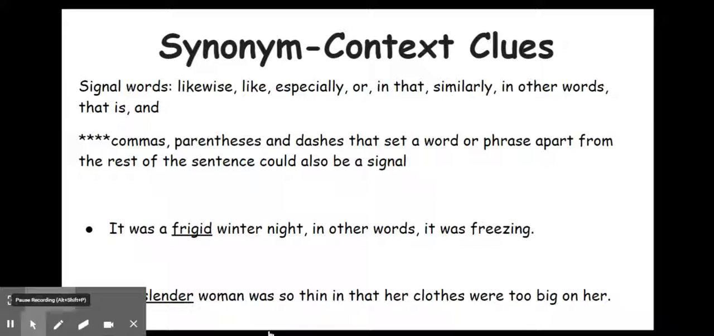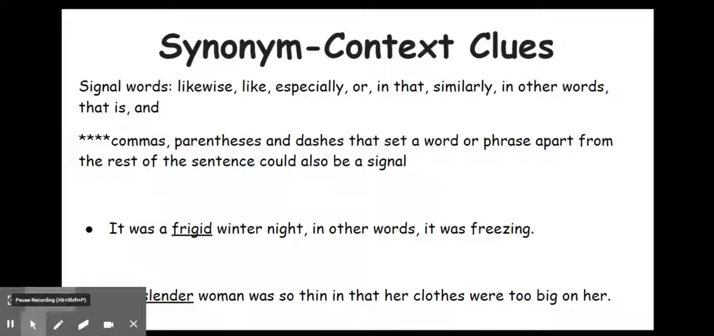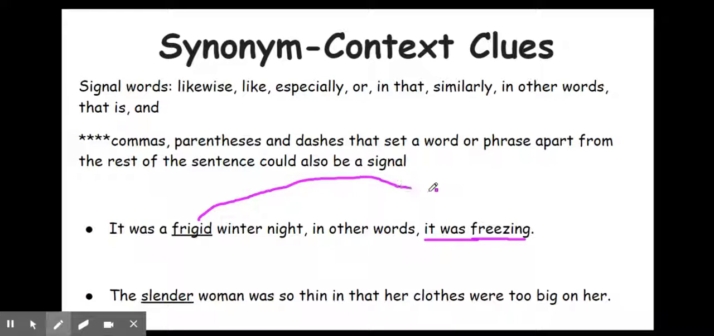Let's look at the first word. It was a frigid winter night. In other words, it was freezing. So in this sentence, they actually give us a word that means the same as frigid. It was winter. That's one thing to think about. It was frigid. In other words, this signals that here is a synonym. It was freezing. So frigid must mean the same thing as freezing.